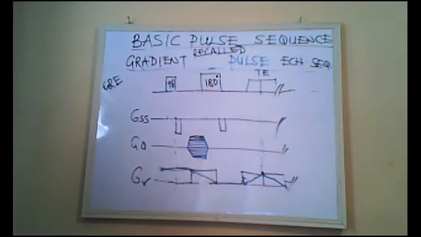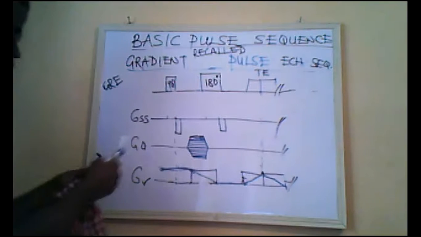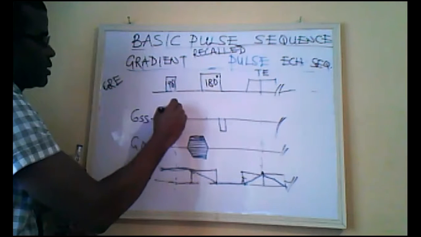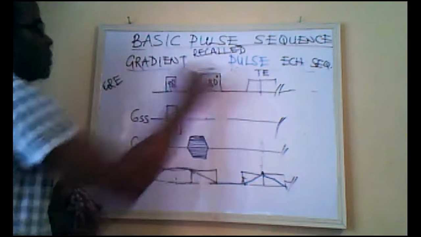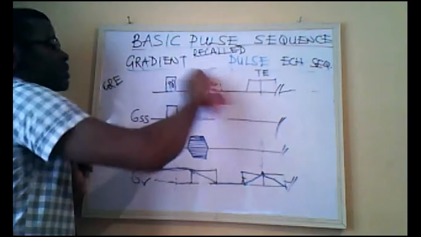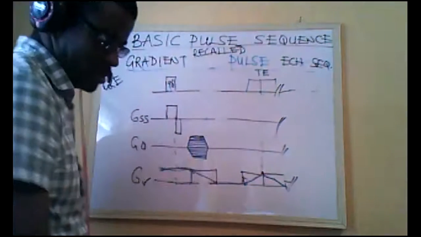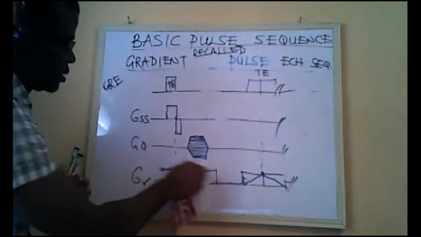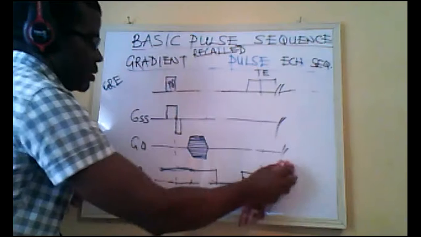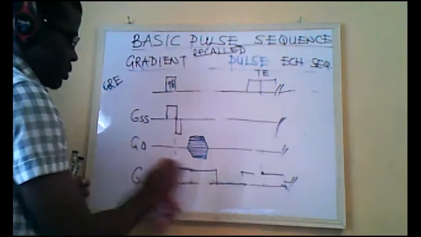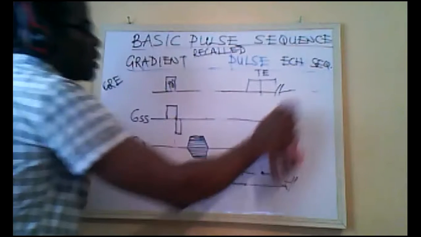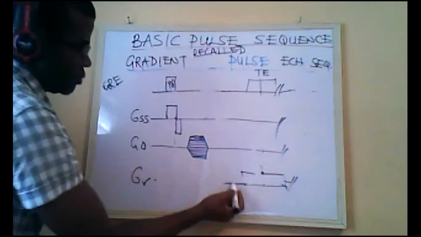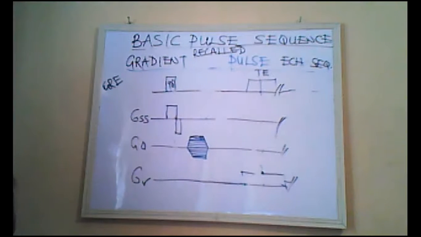For gradient echo, for GRE, we still have a slice in it. If we remove this 180 degree pulse, what we now have is what we call a gradient echo pulse sequence. So this is a gradient pulse sequence.